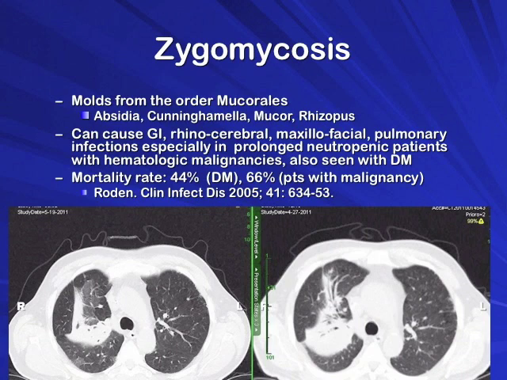Zygomycoses. Okay, so these are the molds from the order Mucorales, such as Absidia, Cunninghamella, Mucor, and Rhizopus. And these can cause gastrointestinal, rhinocerebral, maxillofacial, pulmonary infections, particularly in our prolonged neutropenic patients with hematologic malignancies, and also seen with very poorly controlled diabetes. Now, the mortality rate's about 44% in the diabetics, about 66% in the malignancy patients.